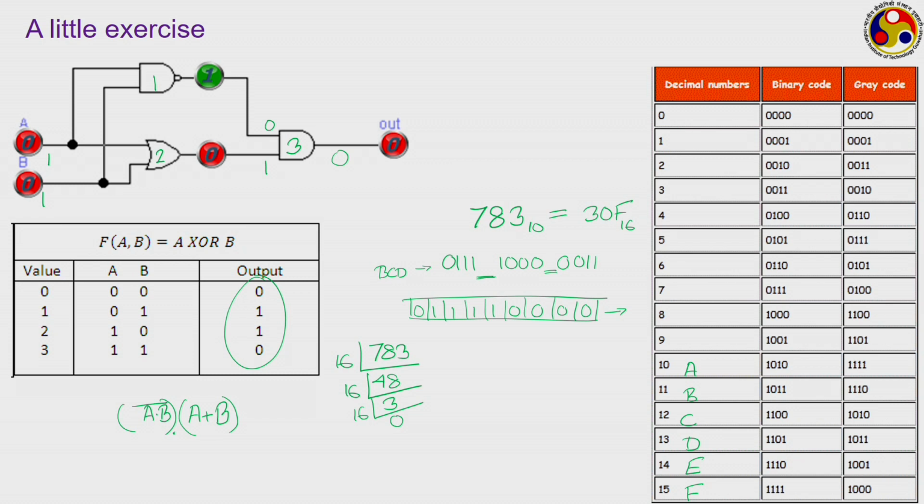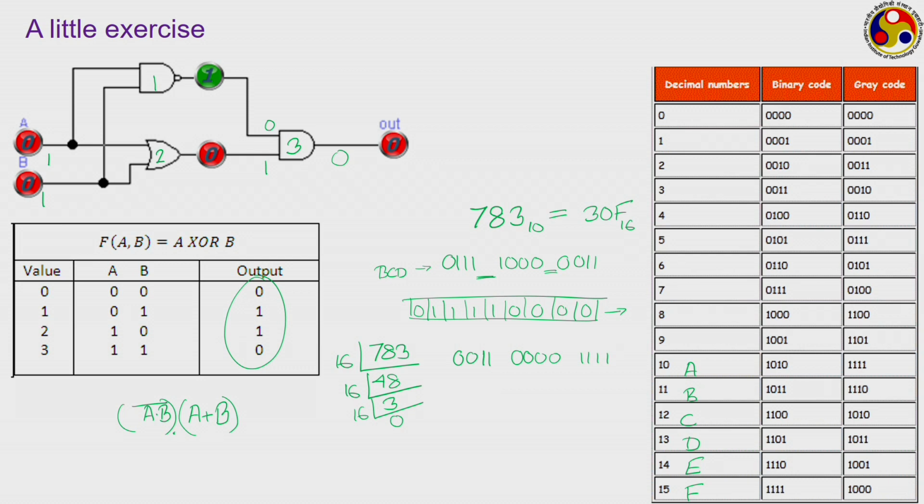The other way, let us see how we can do this. First, let us see the binary version of each of these digits. So, what is the binary of 3? Binary of 3 is 0011, binary of 0 is all zeros, and finally F. F does not have a BCD equivalent, I am just taking its binary equivalent of 15, which is 1111.